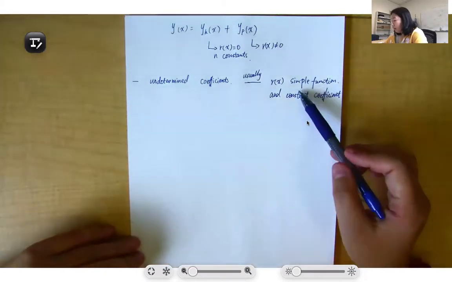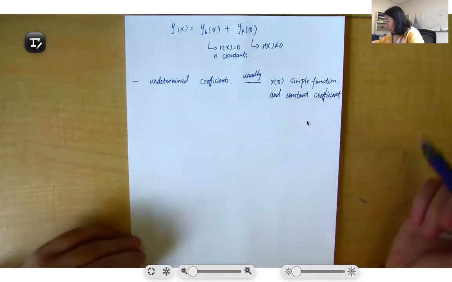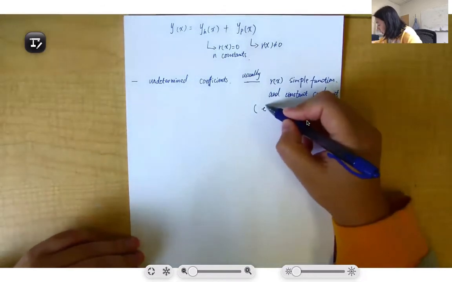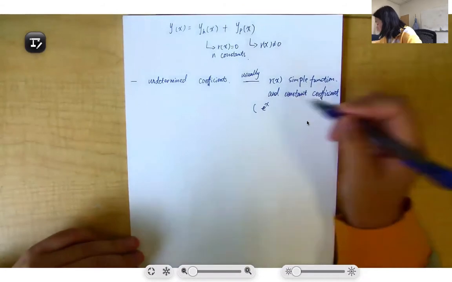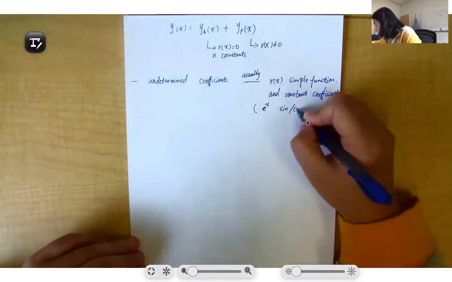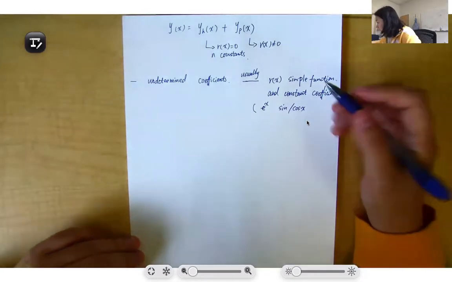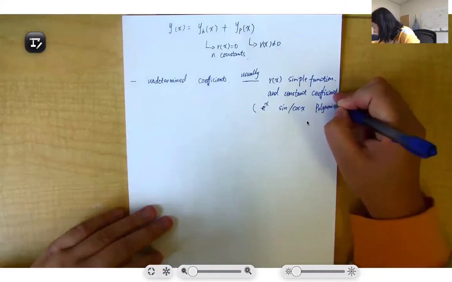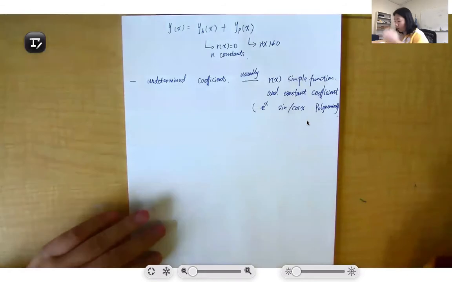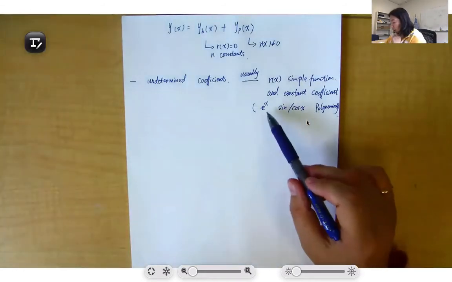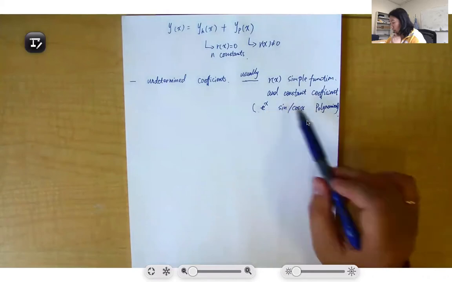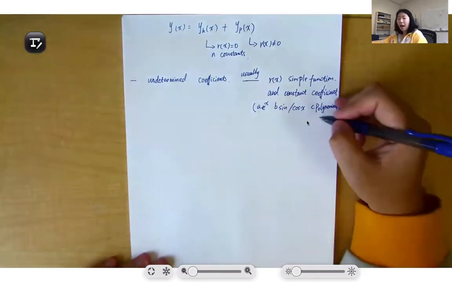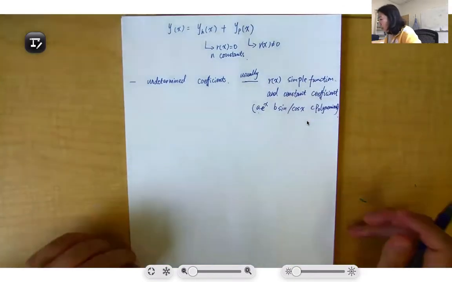So when I say simple function with constant coefficients, I have several examples. For example, a simple function can be an exponential function, e to the x. It can be sine or cosine x. That is a simple form. And polynomials are also a simple form. And the coefficients aligned with these functions are constants, so it can be A, B, C, something as their constant coefficients.